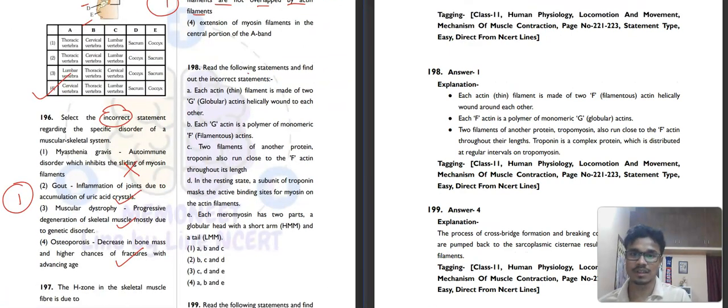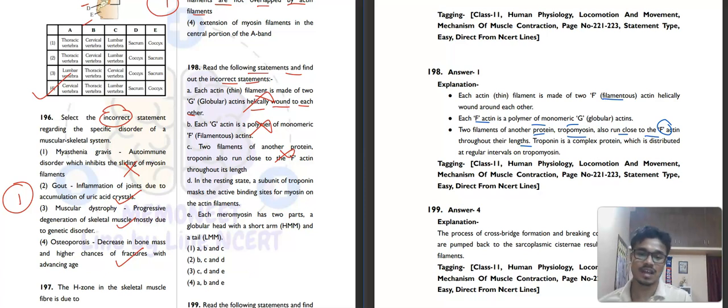It is saying that read the following statements and find out the incorrect statement. Each actin, a thin filament, is made up of two globular actins helically around each other. So, it is a filamentous actin, not globular. Then each G actin is a polymer of monomeric F actin. Each F actin is a polymer of monomeric G, globular actin, not correct. Then two filaments of another protein, troponin, also run close to F actin throughout its length. No. Two filaments of another protein, tropomyosin, also run close to F actin throughout the length. Okay. This is also not correct.